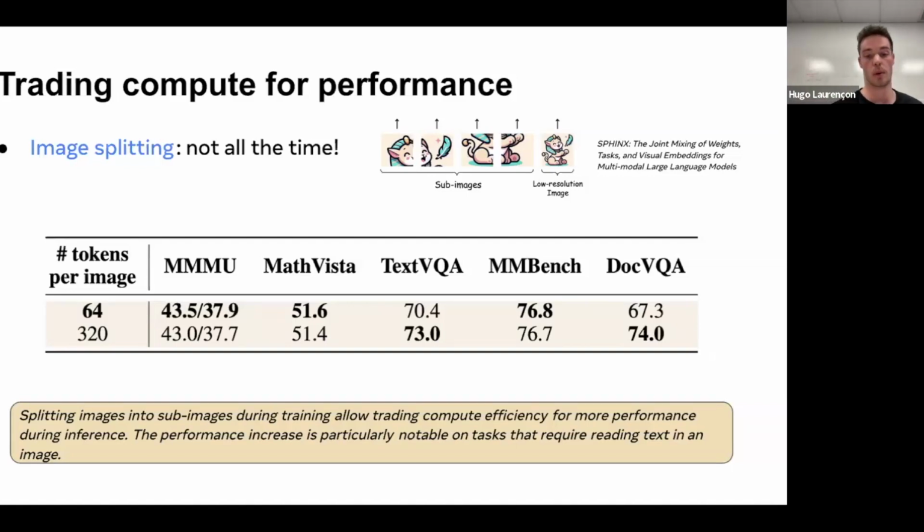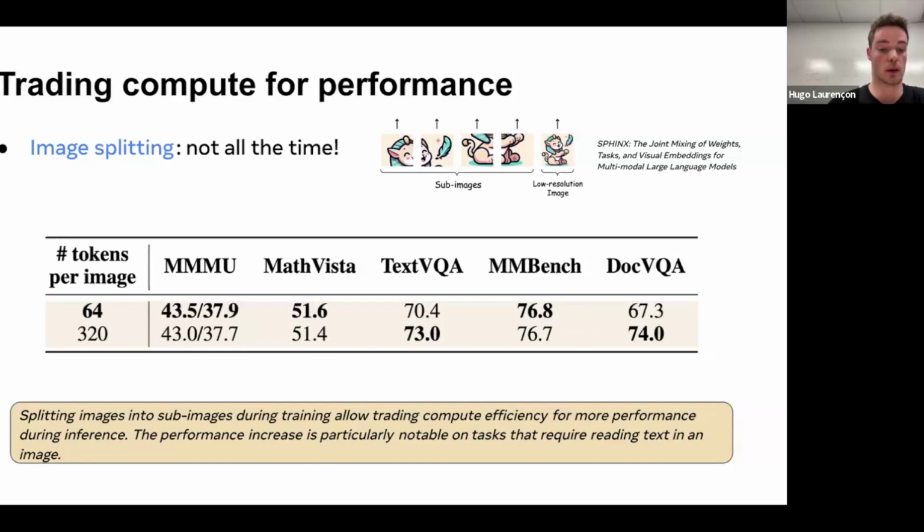Here we can see that for MMMU, MathVista, and MMBench, it's even a bit better with fewer tokens per image. But for DocVQA, which is essentially a task where you have a document and you have a question about this document, like extract certain information, things like this, there is a big gap between a model that has only 64 tokens per image and a model that has 320 tokens.